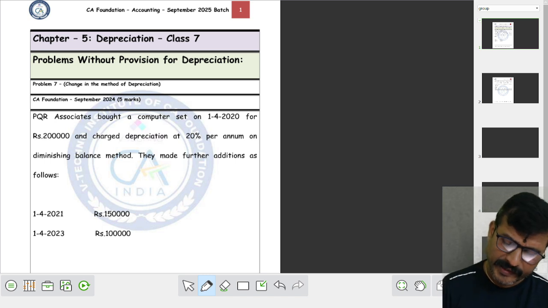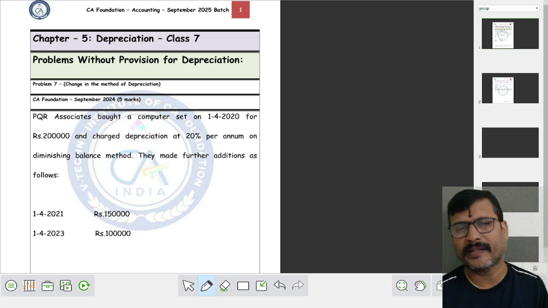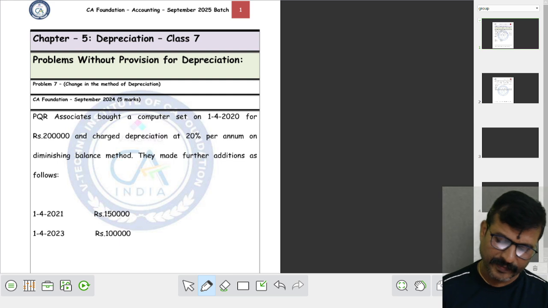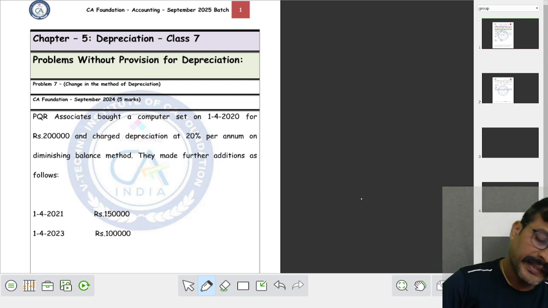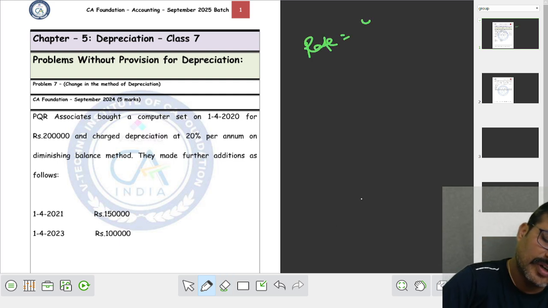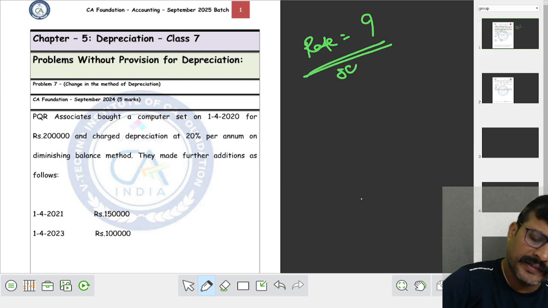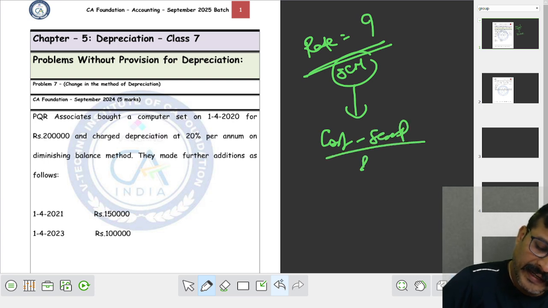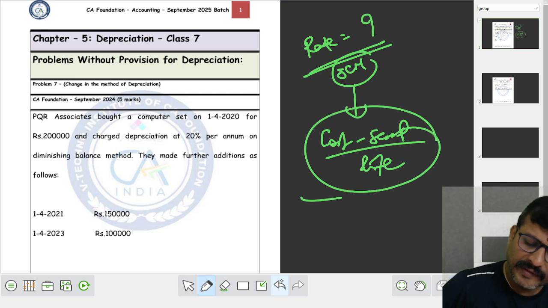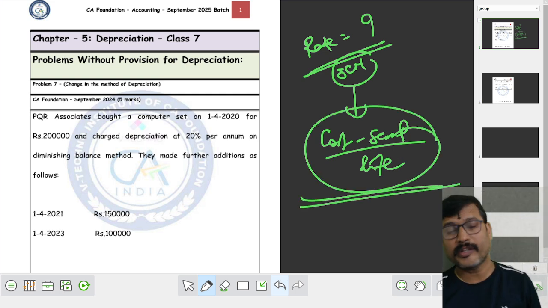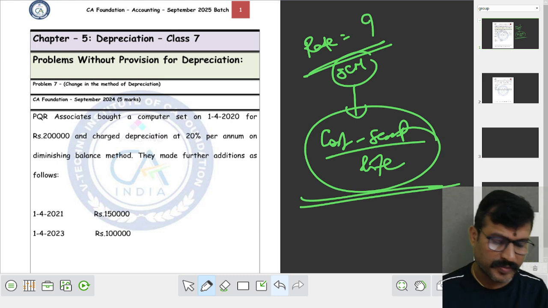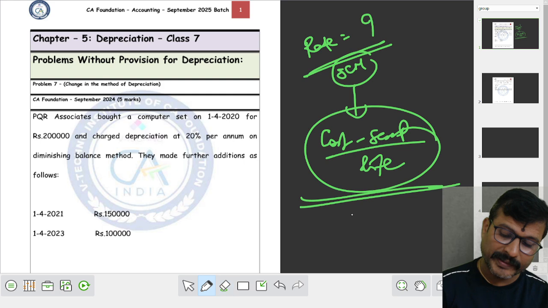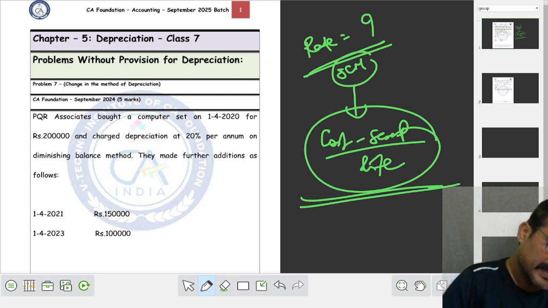If the rate of depreciation is given under the original cost method, you can use that rate of depreciation. My dear students, if the rate of depreciation is not given under the original cost method, in such case we have to follow the formula: cost minus scrap divided by life. This is the formula that every student should follow under the original cost method. See what happened in this particular problem number 7.